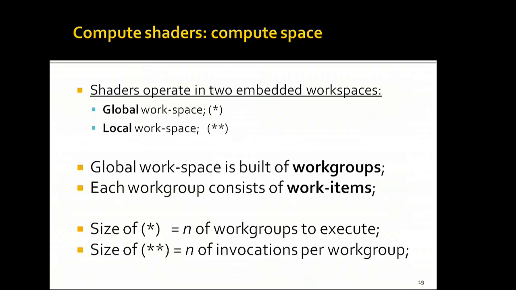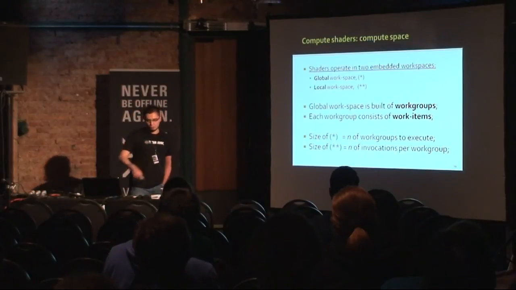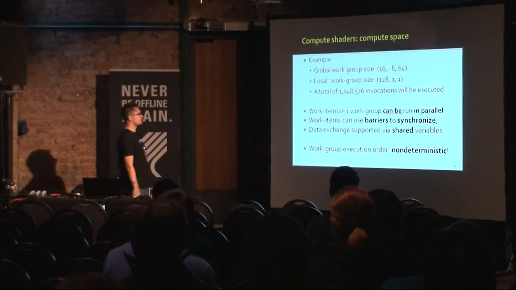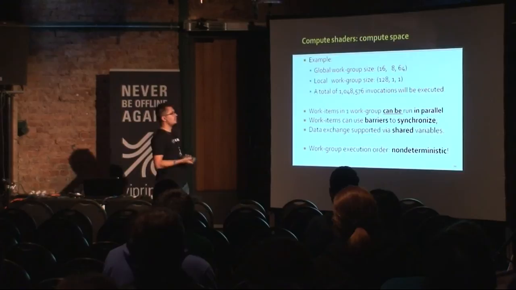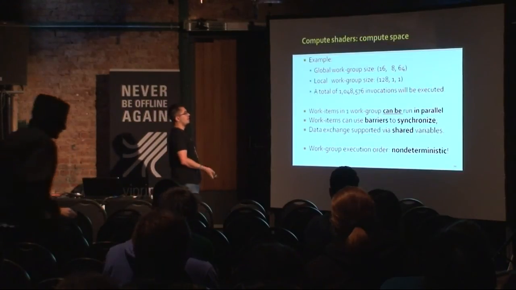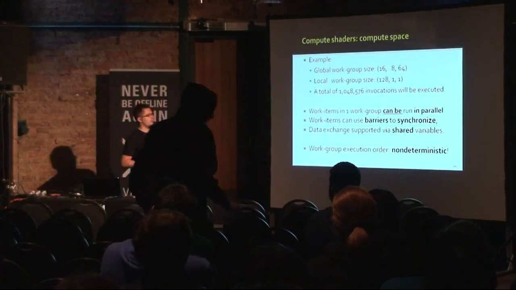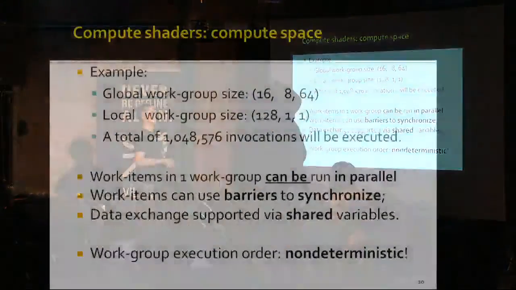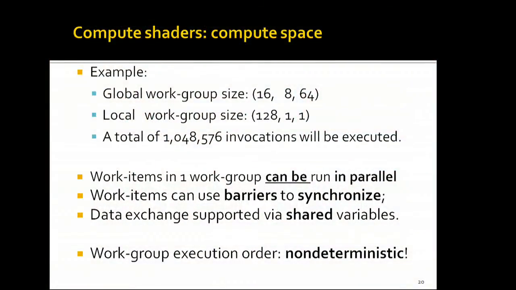When it comes to size of workspaces, the size of global workspace determines the amount of work groups that you want to execute, and size of local workspace determines the amount of invocations per single work group. So for example, if your global work group size was 16 by 8 by 64, and your local work group size was 128 by 1 by 1, then you would get a total of 1 million something invocations. So that's quite a lot of invocations, but bear in mind that these are not really executed in parallel.